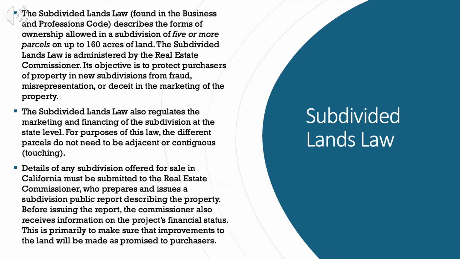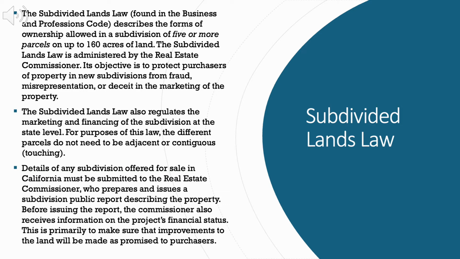Subdivided Lands Law. The Subdivided Lands Law, found in the Business and Professions Code, describes the forms of ownership allowed in a subdivision of 5 or more parcels on up to 160 acres of land. The Subdivided Lands Law is administered by the Real Estate Commissioner. Its objective is to protect purchasers of property in new subdivisions from fraud, misrepresentation, or deceit in the marketing of the property.